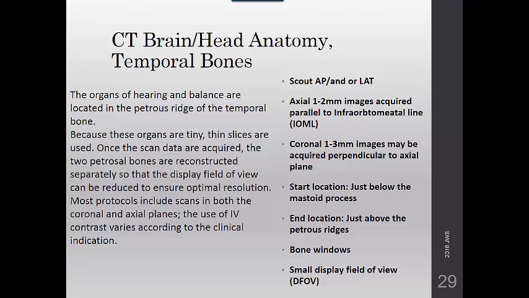The left and the right internal ear complexes are magnified and submitted separately in a bone algorithm with a wide window and level of 4,000 window width and a 400 window level.